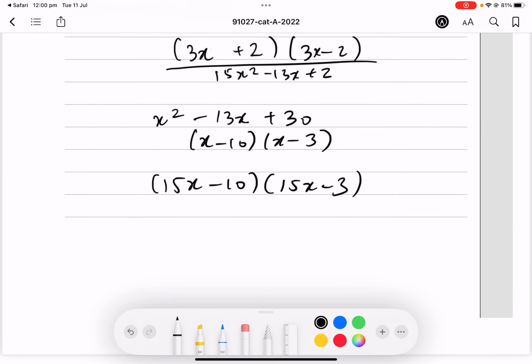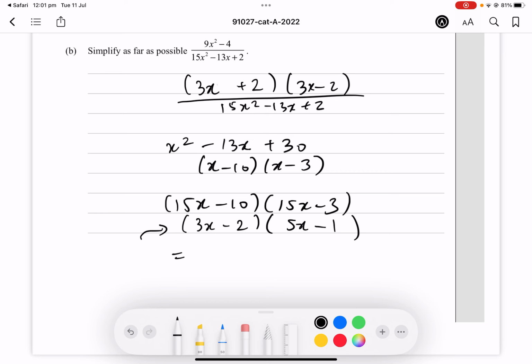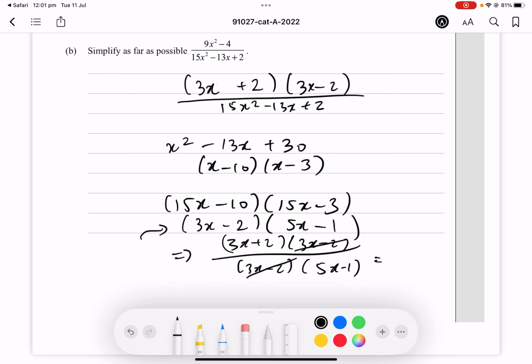Both of these can be simplified. If you divide the left-hand bracket by 5, you'll get 3x - 2. And you want to divide the right-hand bracket by 3, you'll get 5x - 1. So this will be our factored expression. So we have (3x + 2)(3x - 2) divided by (3x - 2)(5x - 1). So we're going to cancel out 3x - 2. So we're going to get (3x + 2) over (5x - 1).